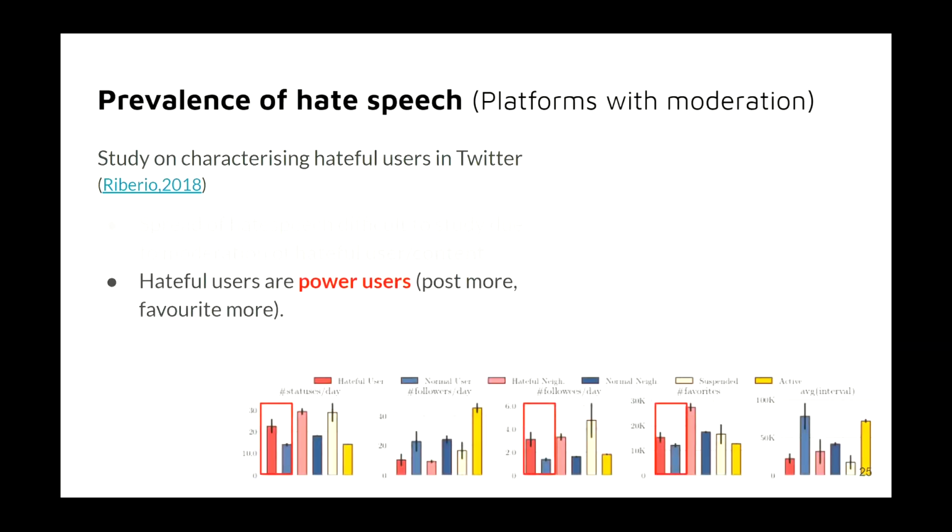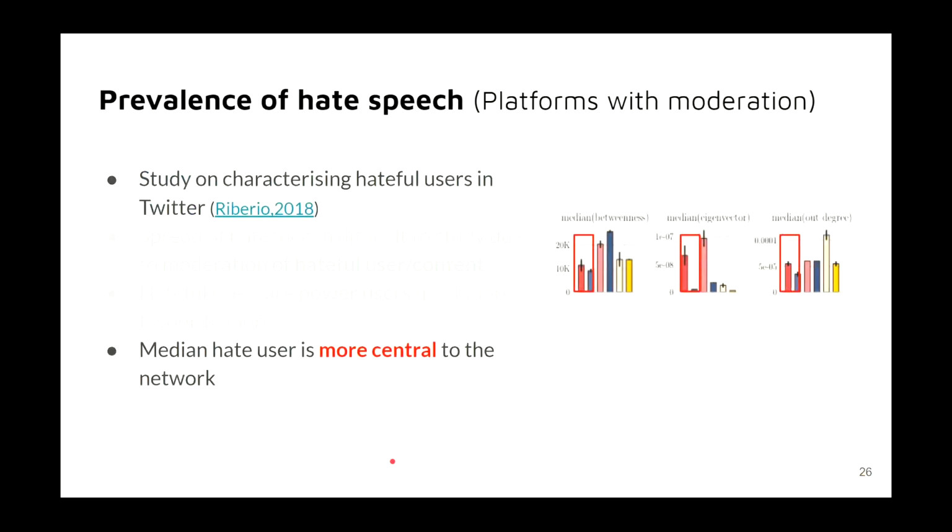One of the characteristics they found was that these users are actually power users. What I mean by that is they post more and favorite more, as you can see in this graph between the red bar and the blue bar. Similarly, the median hate user, which is calculated using some centrality metrics, is more central to the network. This is also visualized using different centrality measures.